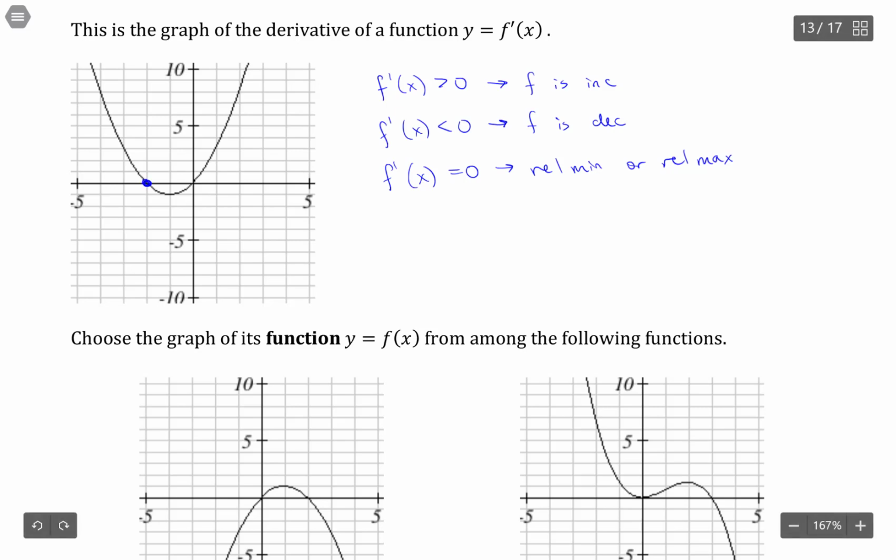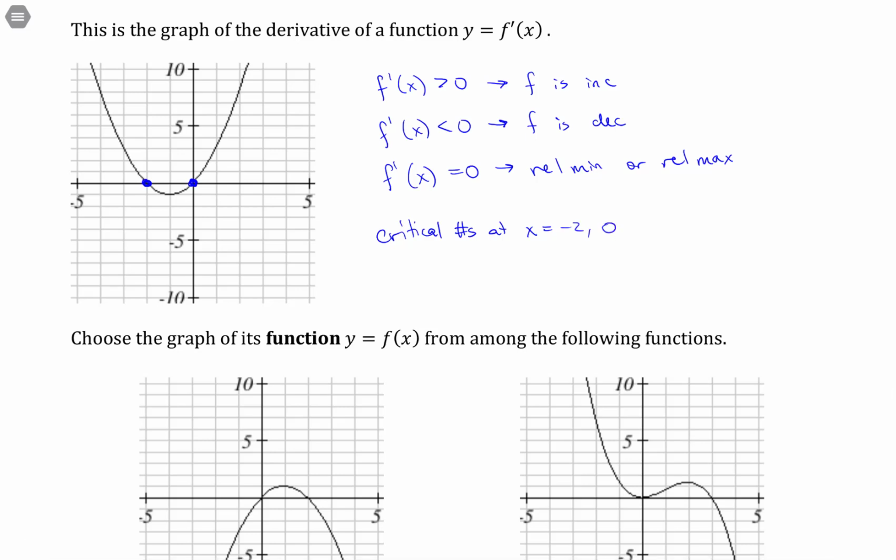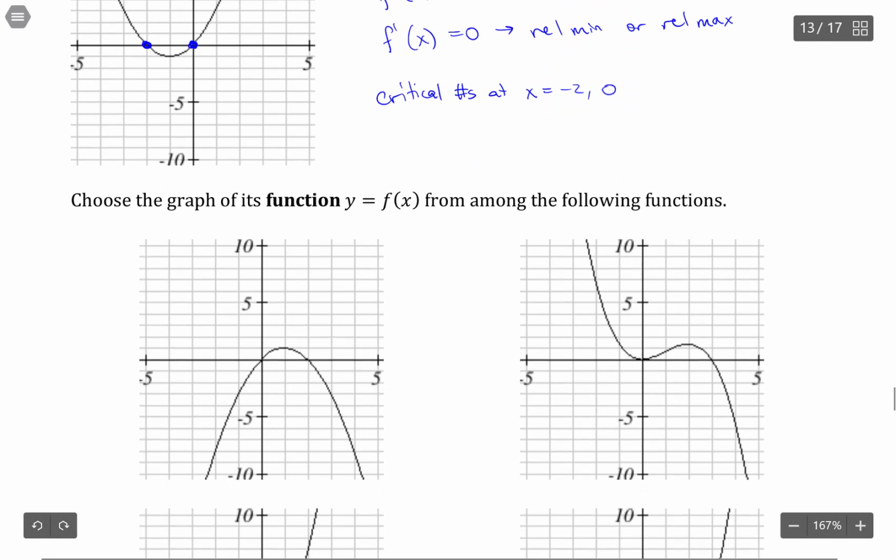Alright, so here and here I have critical numbers. So I have critical numbers at x equals -2 and 0. Alright, so that's one thing to pay attention to.